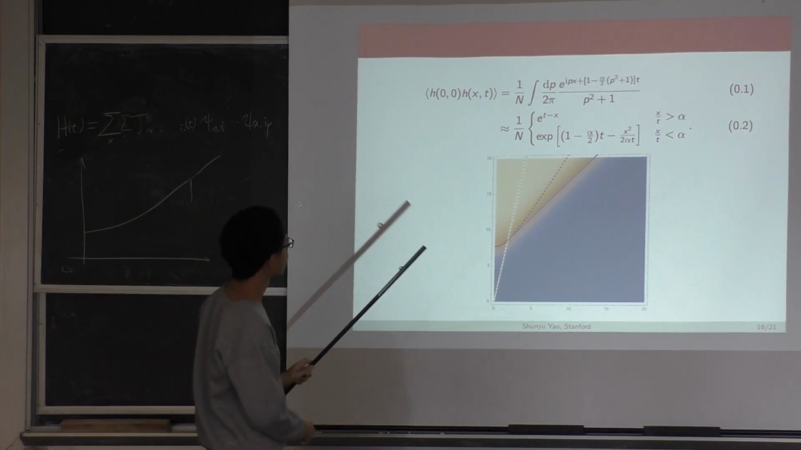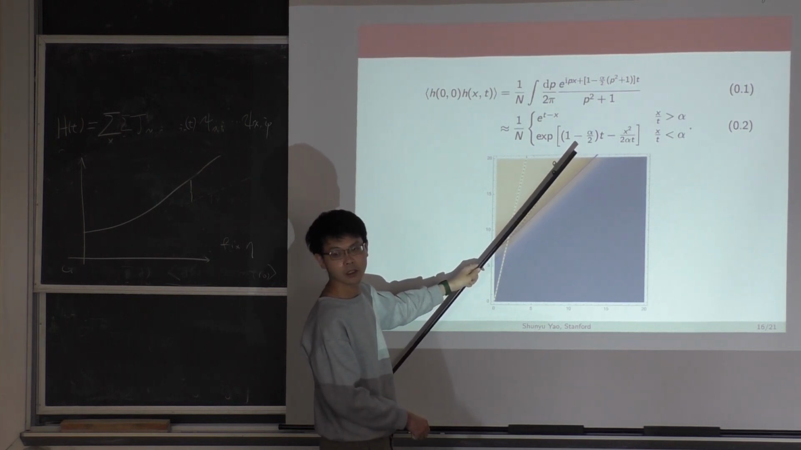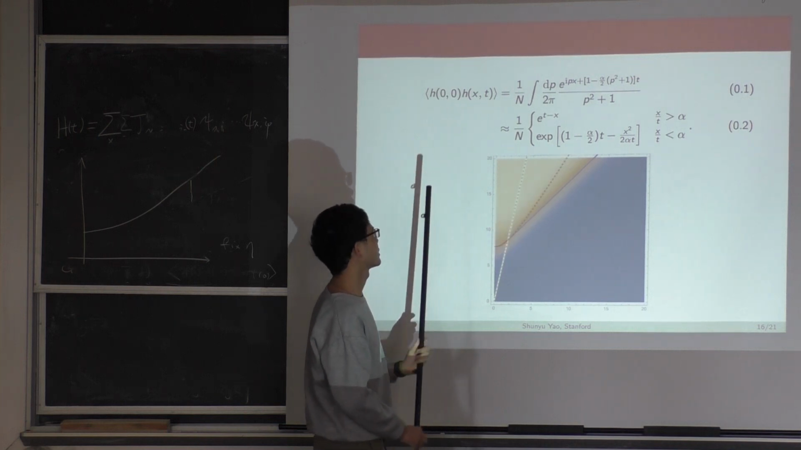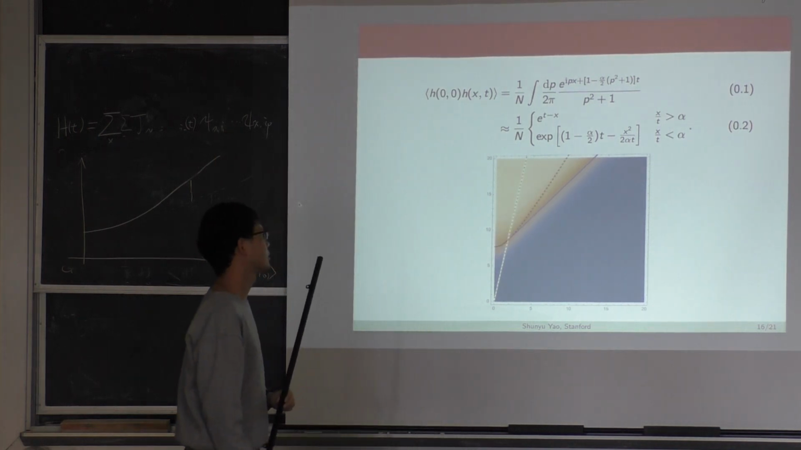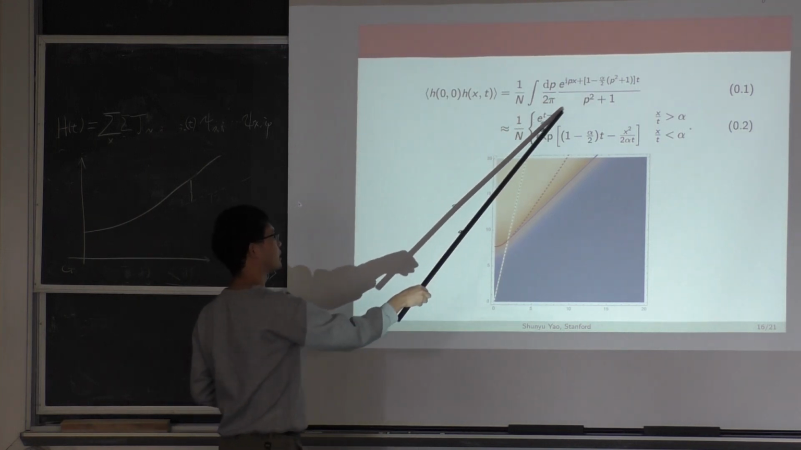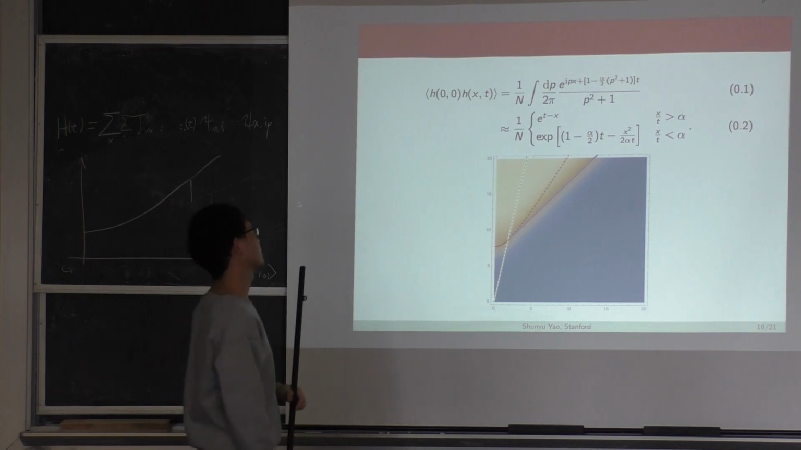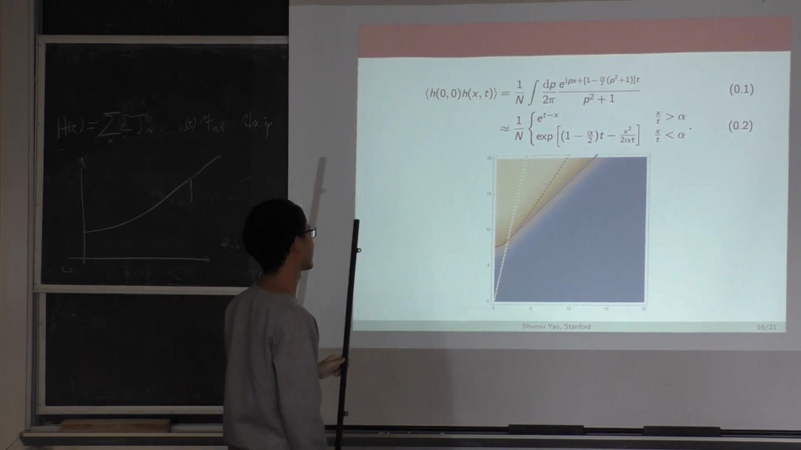Sorry? The slope for this blue line is 1. Why is it 1? Is there an intuition? Yeah, well, are you asking from this formula? Yeah, somehow I thought, why isn't it alpha? Right, so, good question, actually, good question.